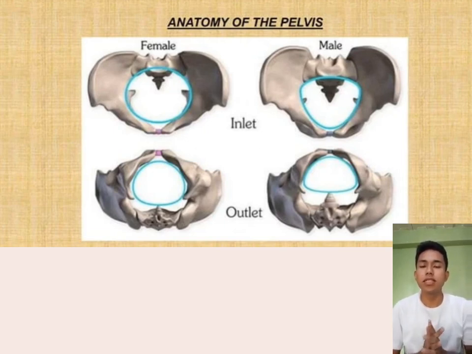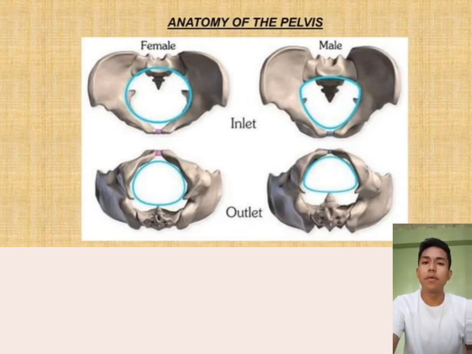For females, this is gynecoid, which is common for females and the best type of pelvis in terms of labor. So this is the smaller one. The upper part is the inlet, while the lower one is the outlet view. This is characterized by a spacious and wide pelvic inlet, a broad pubic arch, and widely spaced ischial spines.